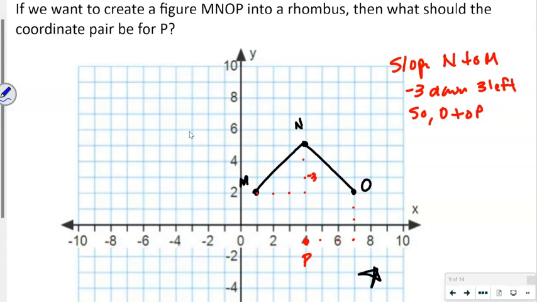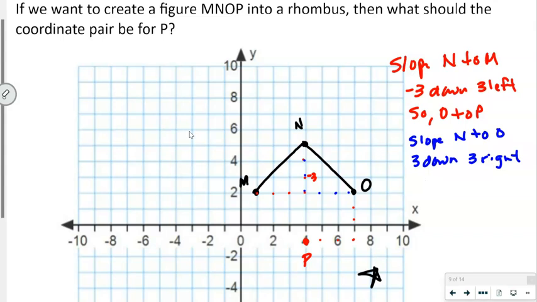So we're going to look at the slope from N to O. So we're going to count down 1, 2, 3. So we went 3 down again, 3 down, and 1, 2, 3 right. Okay, so we went 3 right. So that's what we're going to do now from M to P. So from M to what we think P is, right?